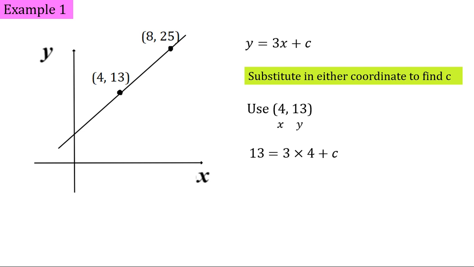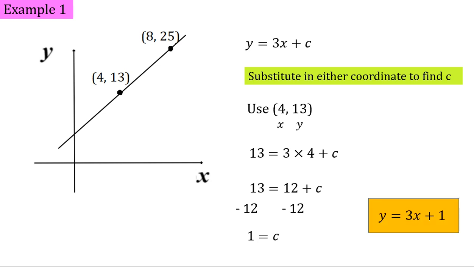So 13 equals 3 times 4 plus c. Simplify, 13 equals 12 plus c. Remember, I want to know the value of c, so I want c equals, so I just take that 12 off, and then I balance it, so take 12 off, so c is 1. So now I know the value of c is 1. My answer is y equals 3x plus 1. There we go.